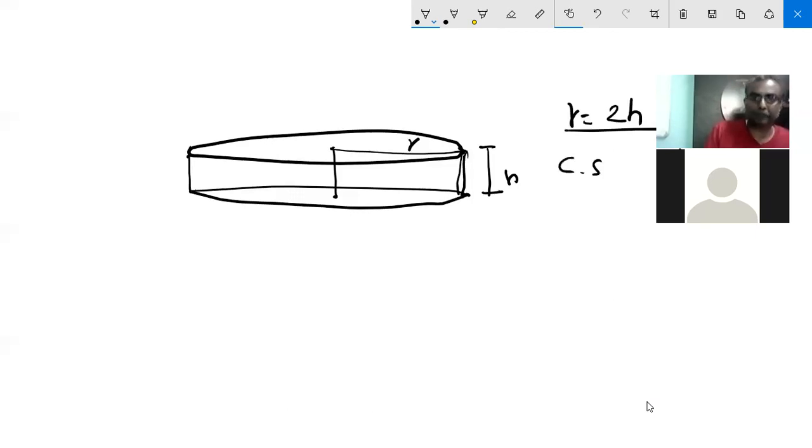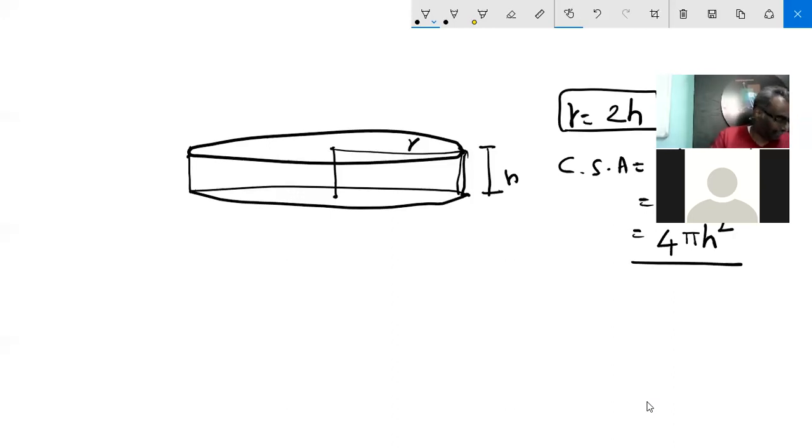Now calculate CSA. Tell the formula first. 2 pi r h, sir. 2 pi r h. Substitute for r. How much is r? r is 2H, sir. Into 2H into H. 2 into 2, how much? 2 2s are 4, sir. H into H, how much? H squared, sir. Exactly. So CSA is 4 pi H squared.